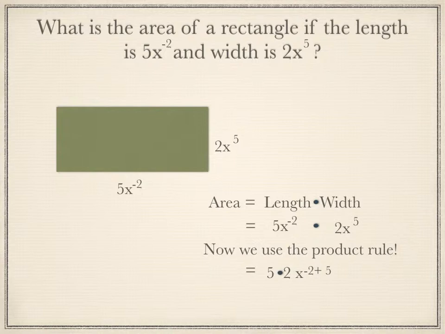So we get negative 2 plus 5. So 5 times 2 is 10. And then x to the negative 2 plus 5, negative 2 plus 5 is 3. So we get 10x to the third.